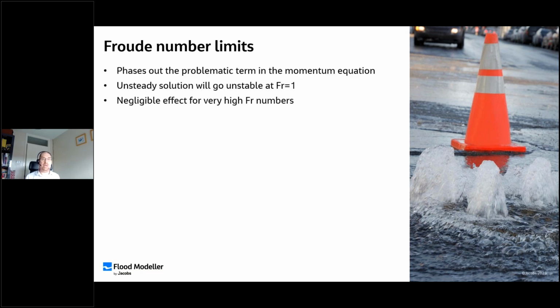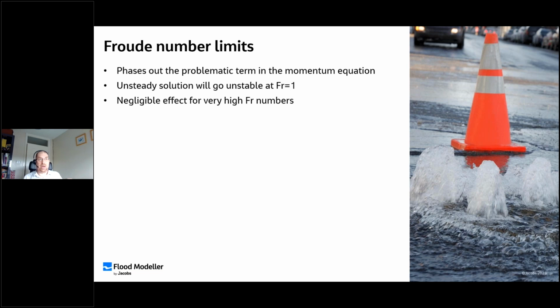So in 1D, these phase out a problematic term in the momentum equation, and that would make your solution go completely unstable and fail at the Froude number exactly equal to 1. So we phase that term out between the lower Froude number limit and the upper one, which are by default 0.75 and 0.9. And what that has the effect of doing is removing that problematic term totally when we get to critical flow.